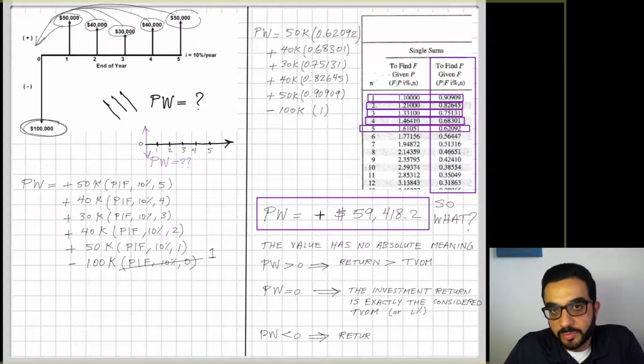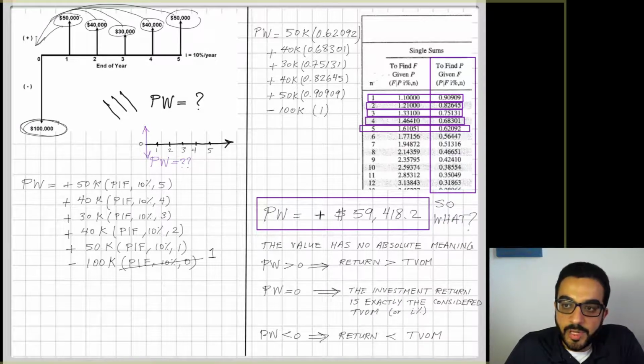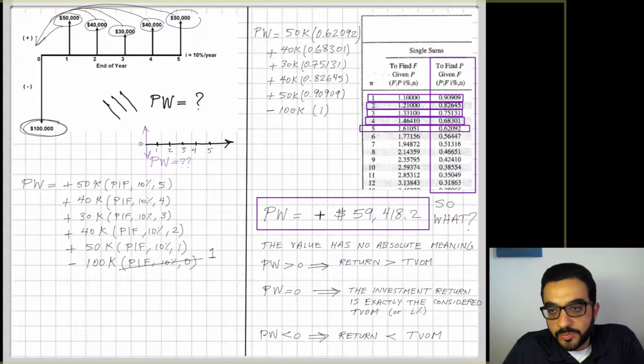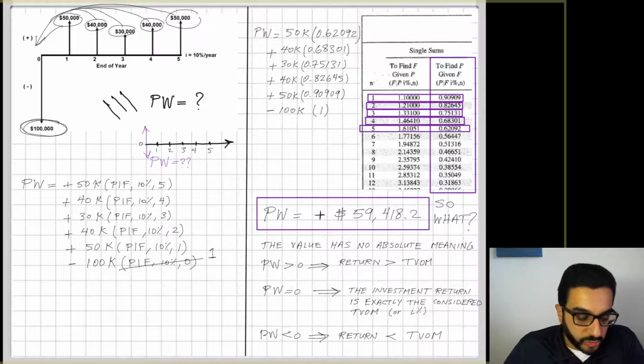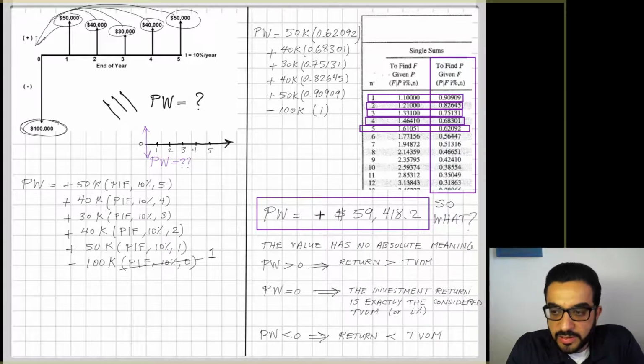The third case left is present worth less than 0, which means that the return of this project is less than my time value of money. So this means that probably, if my time value of money is 10%, this project is not for me. But maybe for someone with a time value of money of 2%, this project might be attractive. So at the end here, we calculated the present worth, and we are now able to reflect on whether this is a good investment, or a good project from a financial perspective, or not.